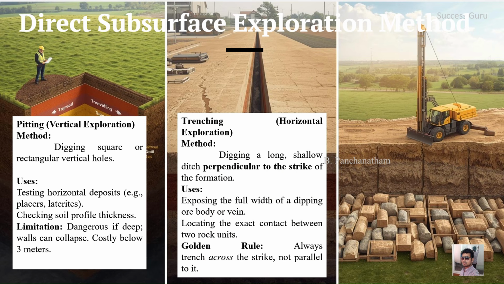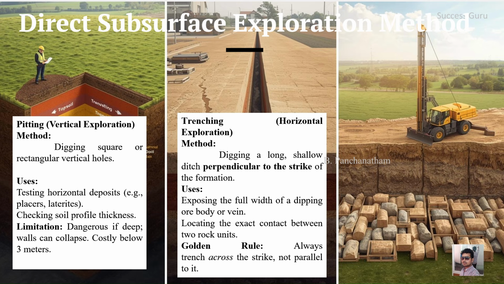Here what you are going to do is you are also going to dig the place, but the prime rule is you should dig perpendicular to the strike of the formation, because when you are moving along the strike direction, you will be continuously seeing one particular rock. But when you are moving across the strike direction, if there is a change in the rock type, you will definitely come across that. So that is the reason to go for trenching, which is a horizontal exploration method.